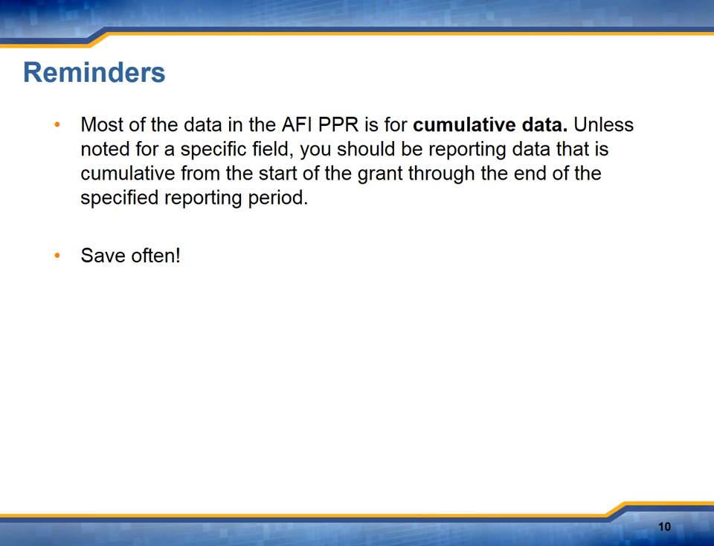Now let's talk about report reminders. Most of the data requested in the AFI PPR is cumulative data. Unless noted for a specific field, you should be reporting data that is cumulative from the start of the grant through the end of the specified reporting period. Remember to save often to avoid losing data that you've entered.